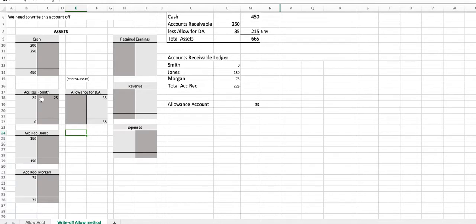Now normally when you collect a receivable, you would debit cash because your customer normally pays you cash, and so you would debit cash and credit receivable, but that is not what happened here. What happened here is that this account has become uncollectible and we need to write it off our books. That's why we created this allowance account. It was a bucket account which represents accounts that might be uncollectible. So we will debit this allowance account $25.